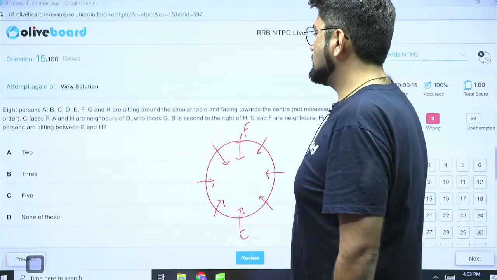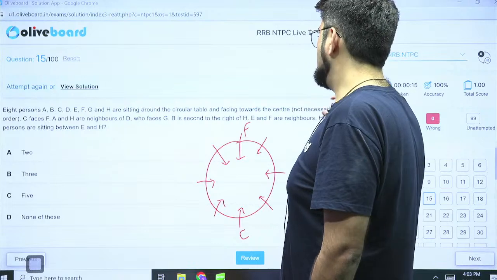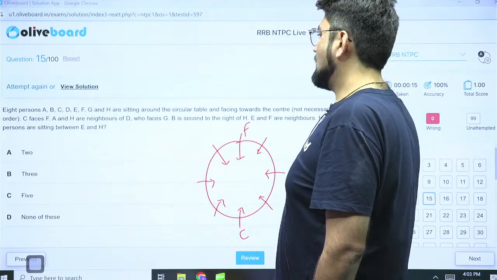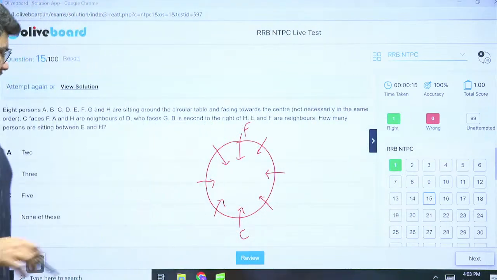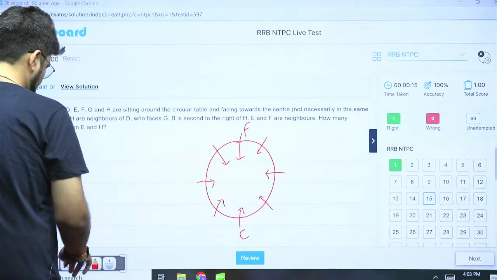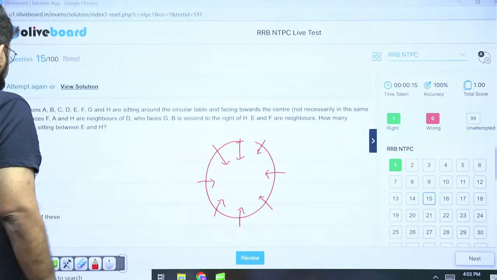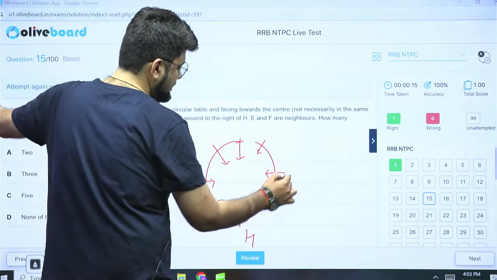A and H are neighbors of D who faces G. Okay, let's not plot that here. B is second to the right of H. E and F are neighbors. How many persons sitting between E and H? Rather than doing this, what we can do is, let's start from the one where it makes more sense and it becomes more easy. So B is second to the right of H. I can have H here and B here.